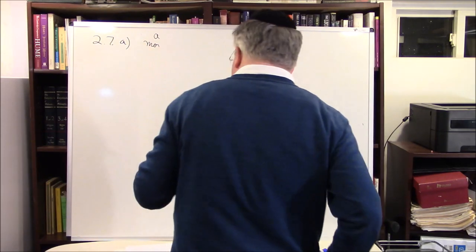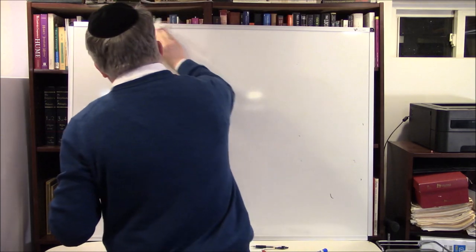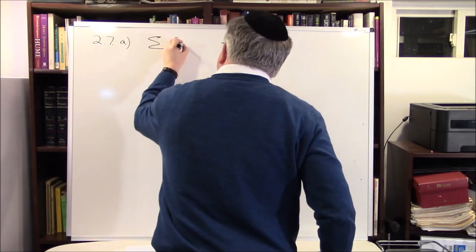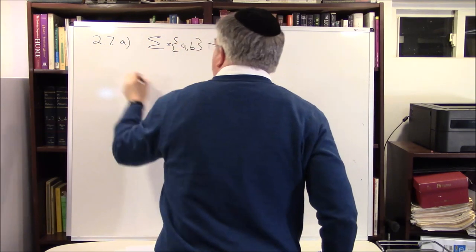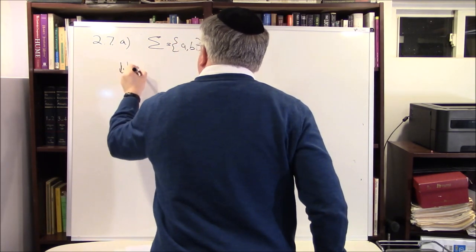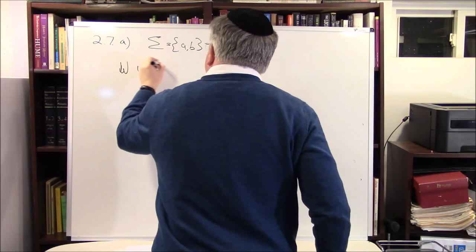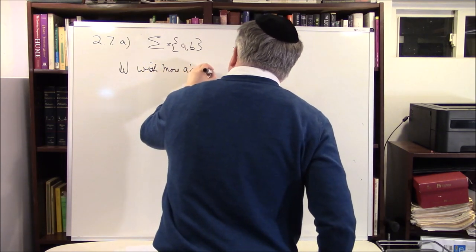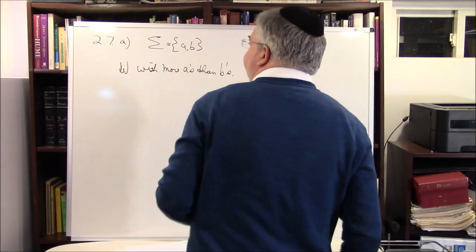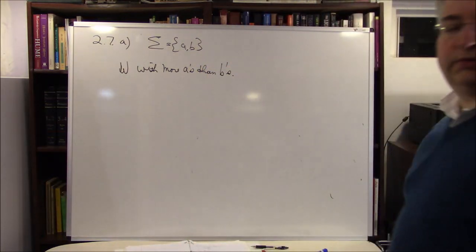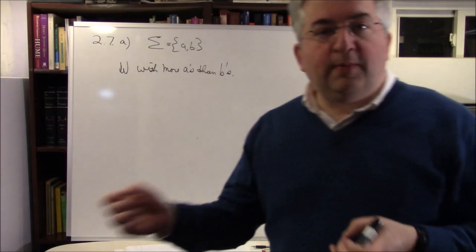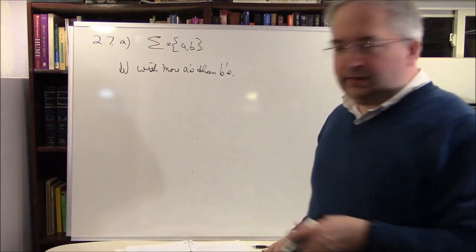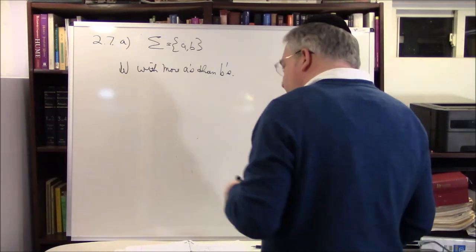Sorry, so the alphabet is a comma b, and we want words with more a's than b's. Words with more A's than B's. Now here we don't care about A to the N, B to the N. We don't care that the A's are lined up like that. Okay, so let's just do it. It's not hard.